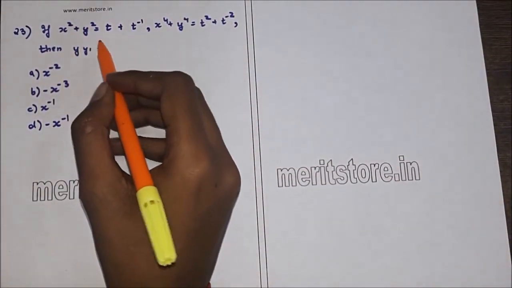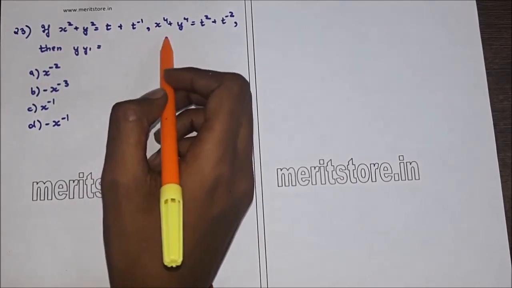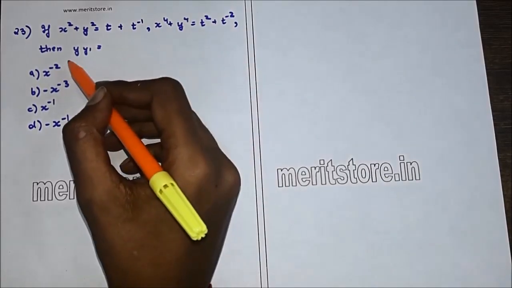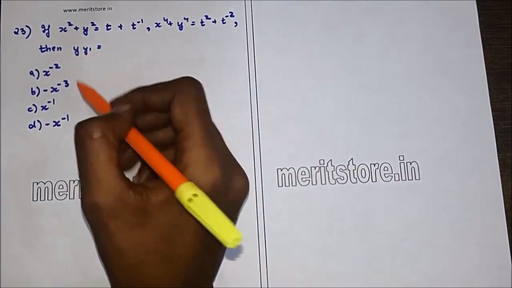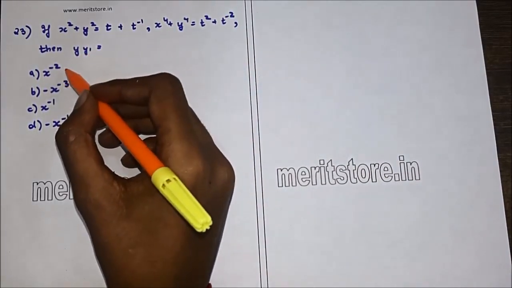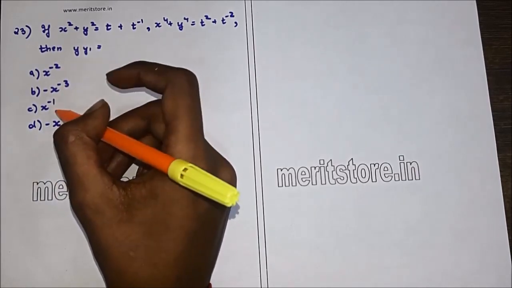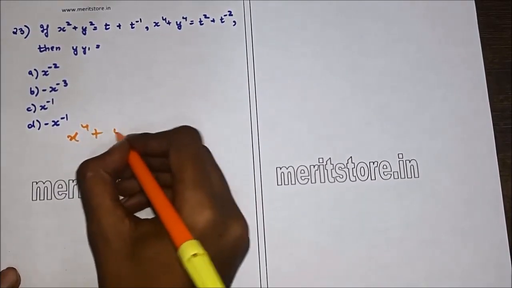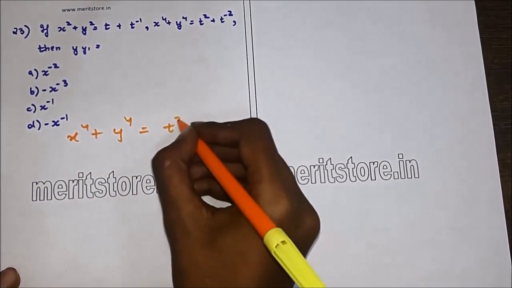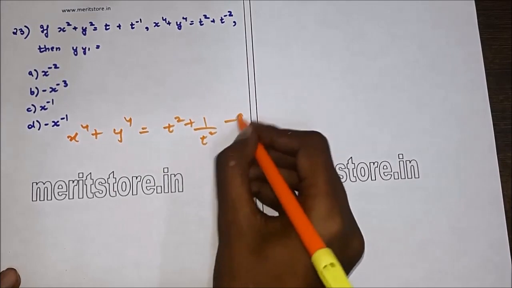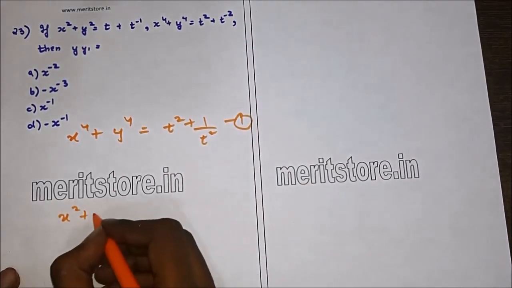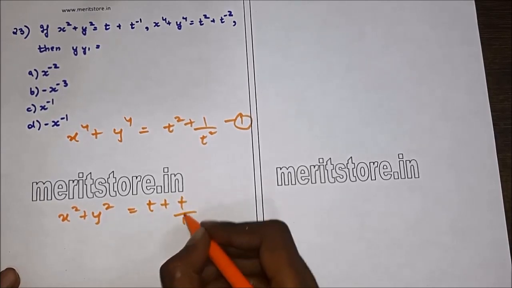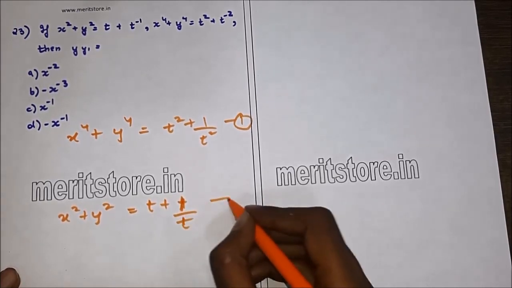If x square plus y square is t plus t inverse and x raised to 4 plus y raised to 4 is t square plus t raised to minus 2, then the value of y into y1 is, the options are x raised to minus 2, minus x raised to minus 3, x inverse and minus x inverse. So first x raised to 4 plus y raised to 4 is t square plus 1 by t square. Let this be equation 1. And x square plus y square is t plus 1 by t. Let this be equation 2.